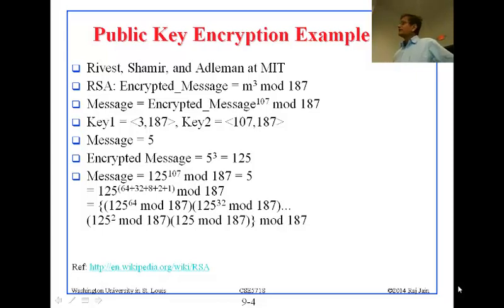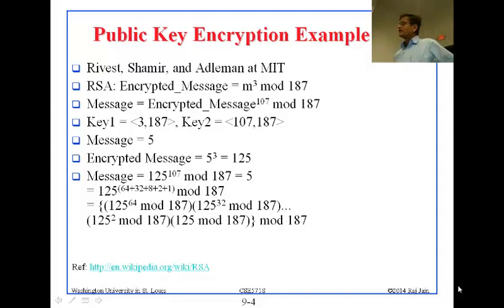Okay? So let's take an example here. Let's say the message is 5. To send it, I raise it to the power 3 and I get 125, mod 187 is 125, so I just send 125. Right? The receiver takes 125, raises it to 107, mod 187. Now, 125 raised to 107, mod 187, how do you calculate that?